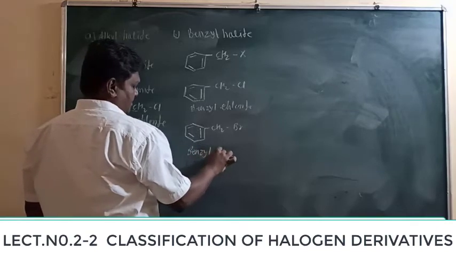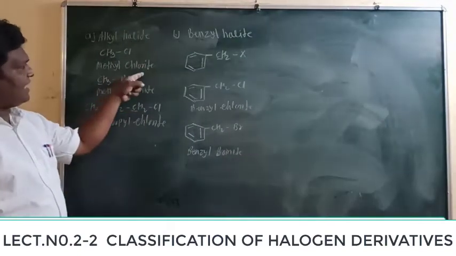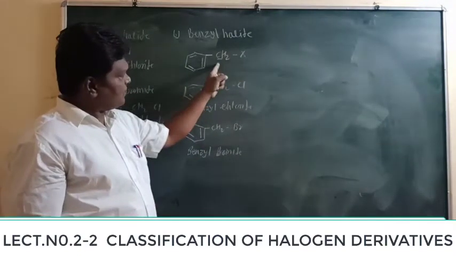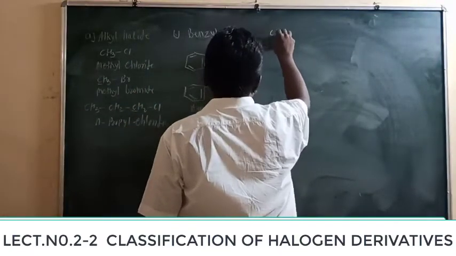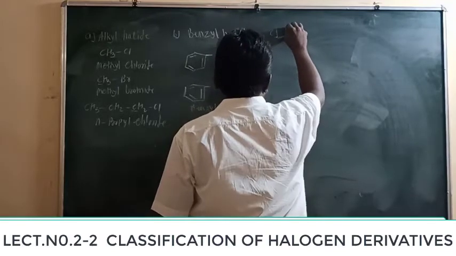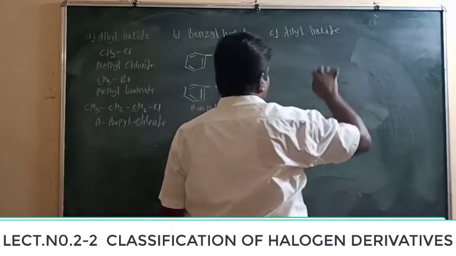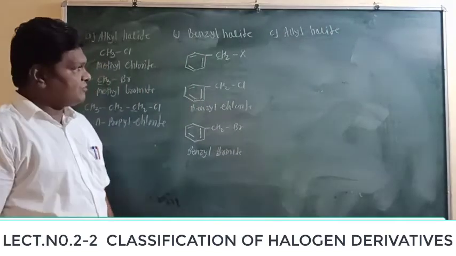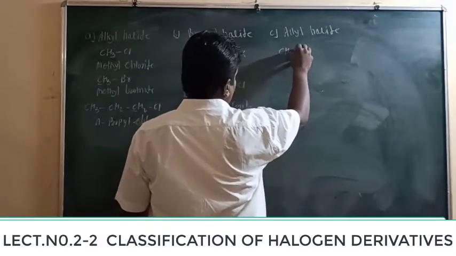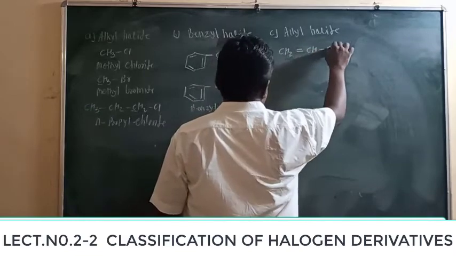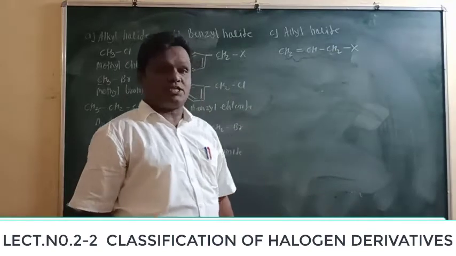This is benzyl bromide. And we will see another compound. The same way in alkyl halide and benzyl halide, the halogen atom attached to a carbon atom is sp3 hybridized. In another form, also called as allyl halide. Now, in allyl halide also, the halogen atom is attached to the carbon atom which is sp3 hybridized. Which is this. In this case, the halogen atom is attached to the carbon atom which is also sp3 hybridized.